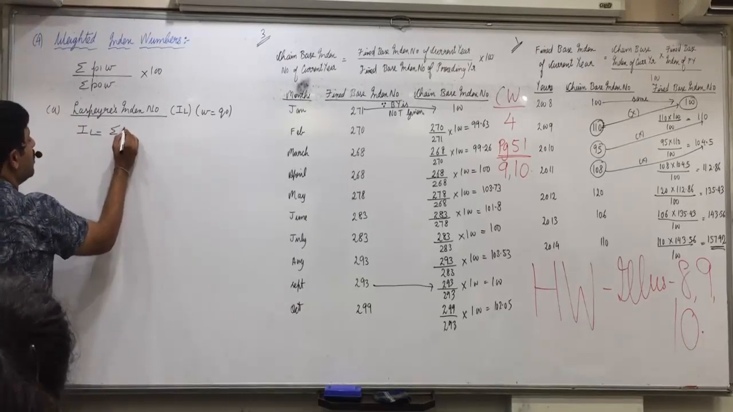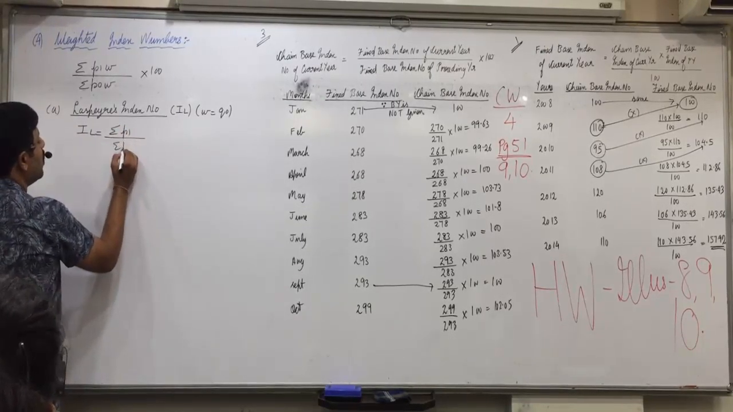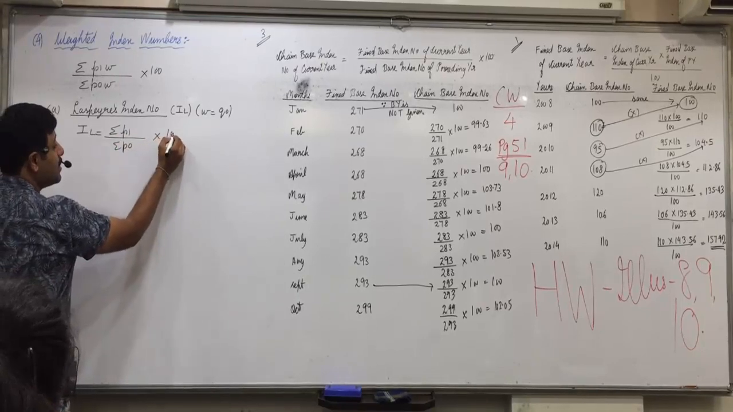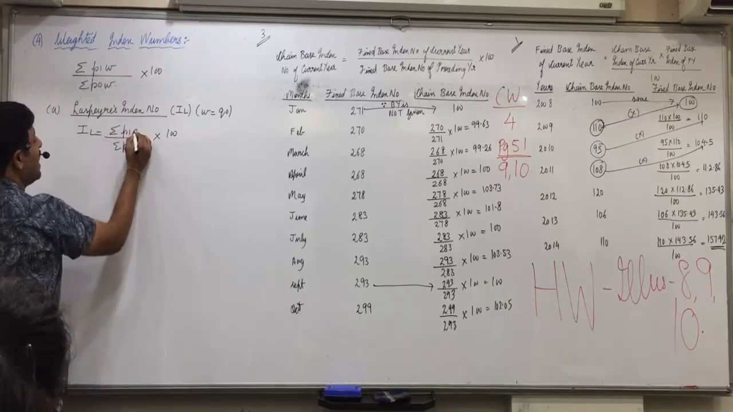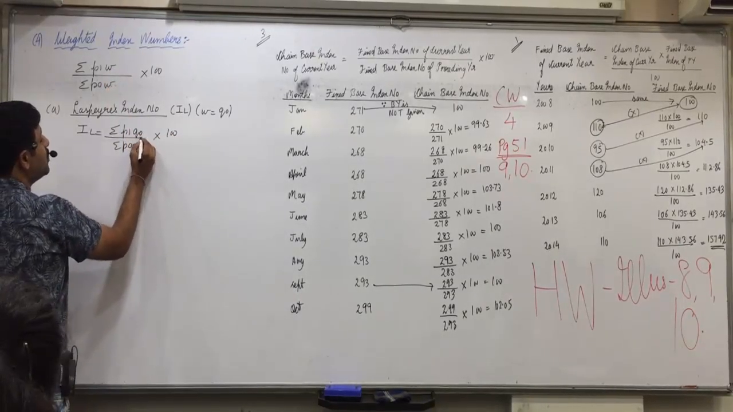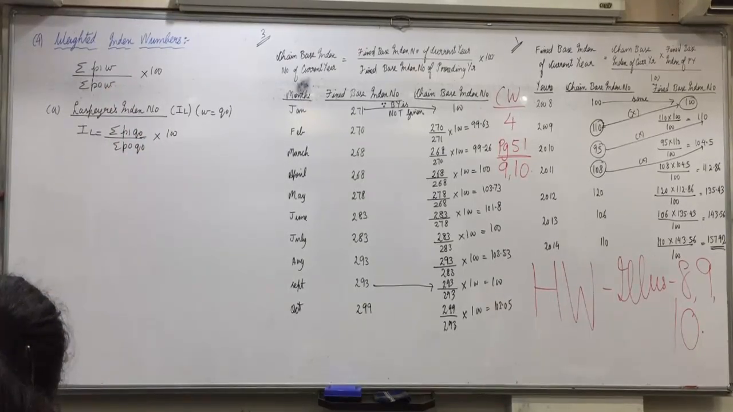So first of all, P1 upon P0 into 100 as it is. Now he takes the weight as Q0. So it is sigma P1 Q0 upon sigma P0 Q0 into 100.